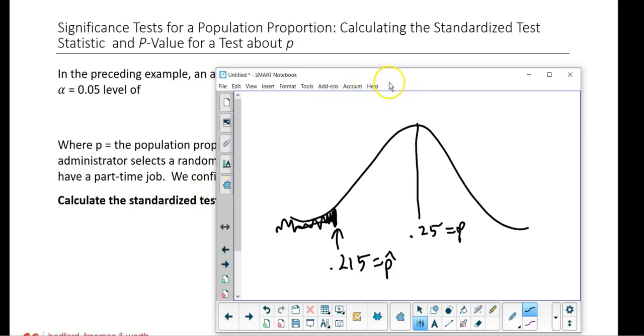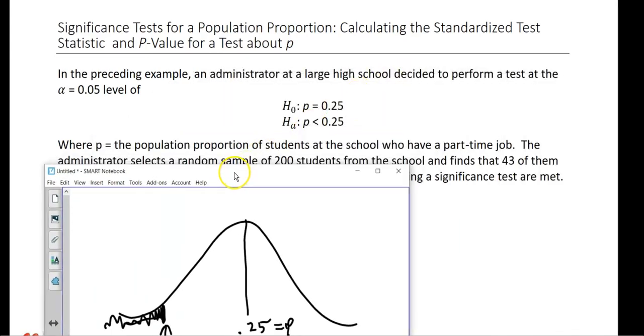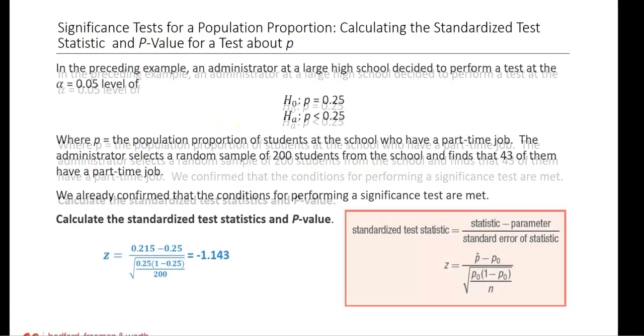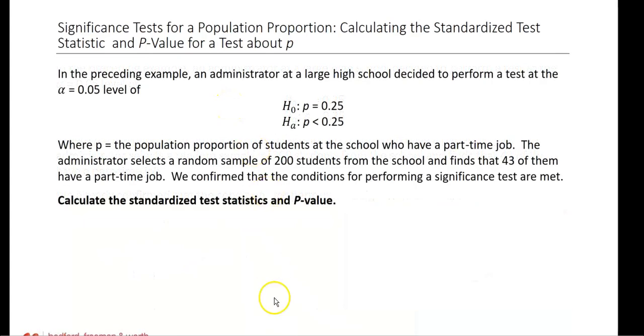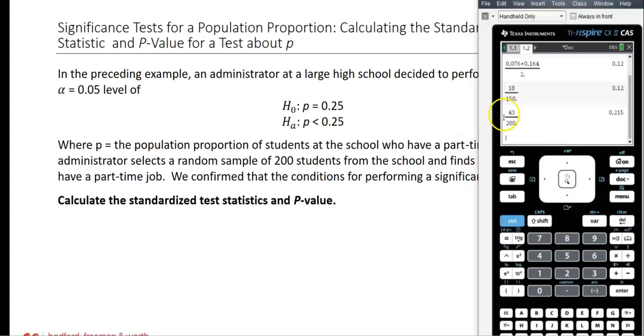Do we know the standard deviation? I think we just figured that out. Let me see what we just did. Oh, we didn't actually figure it out. We didn't type it in the calculator yet. Sorry. Okay, I'm kind of all over the place here, but let's figure out our standard deviation. So square root of 0.25 times 0.75 over n, which is 200, I believe.